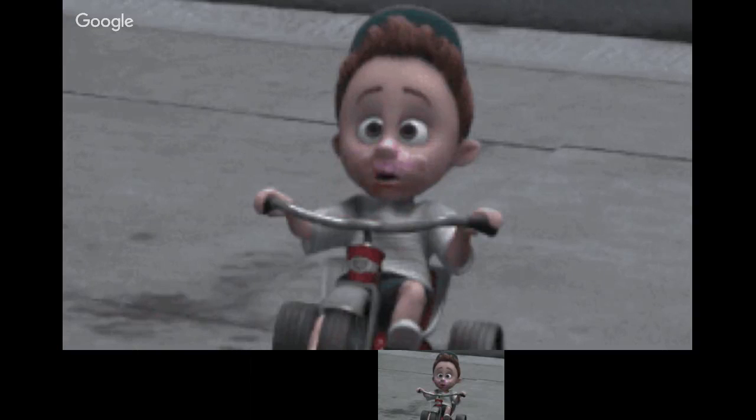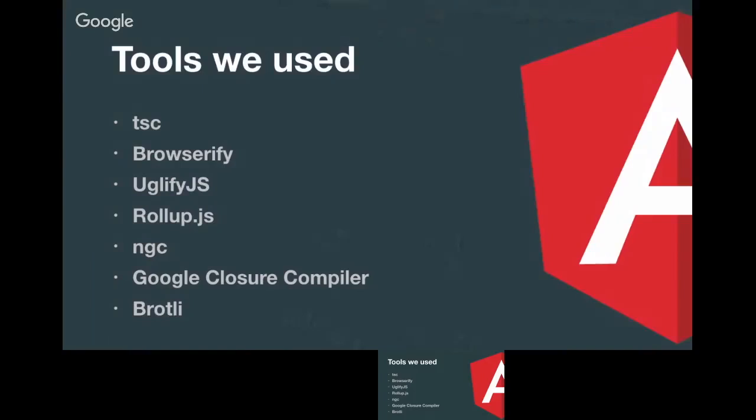Well, this sounds pretty cool, but this is also a lot of tooling. So in our presentation so far, we used TSC, we used Browserify, we used Uglify.js, we used Rollup.js, we used NGC, we used Google Closure Compiler and Brotli, which is a lot of stuff. And when I was writing my blog post and preparing the slides for the presentation, I thought about this overhead of tooling and connected it with something that I experienced a couple of months ago.